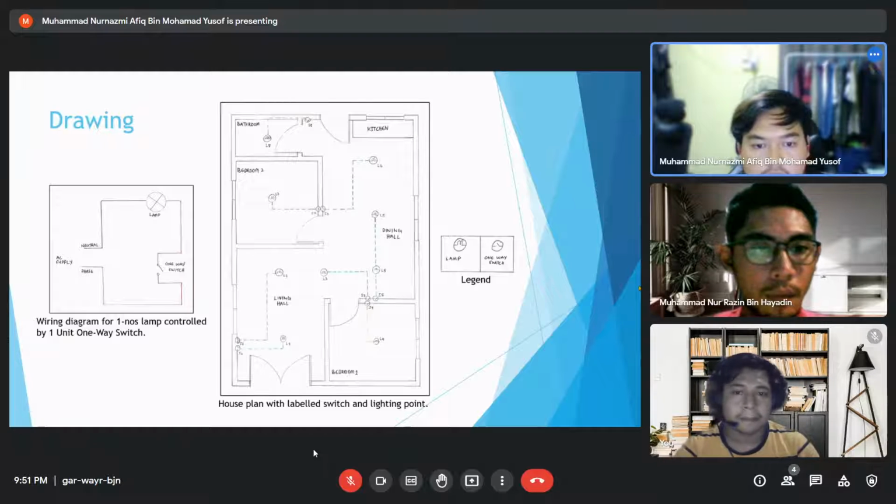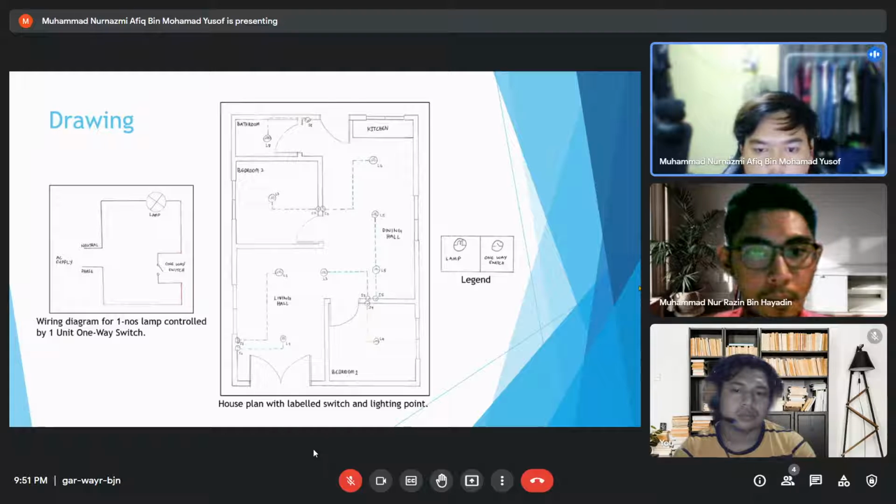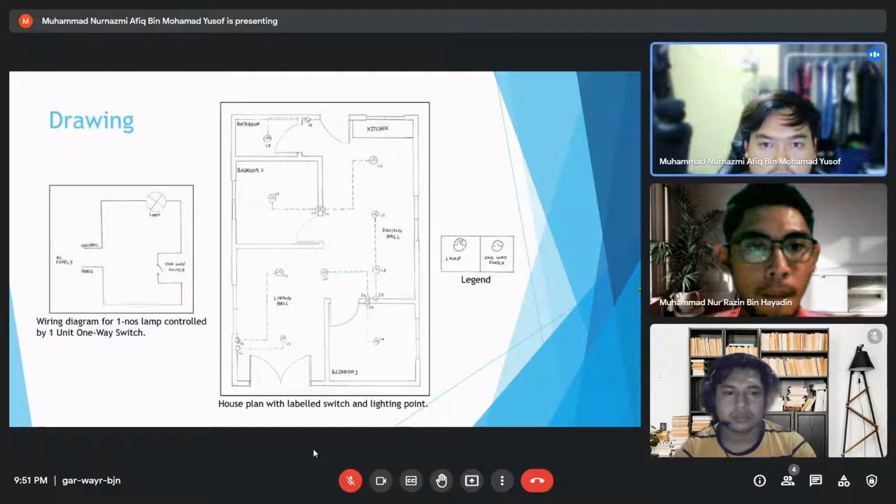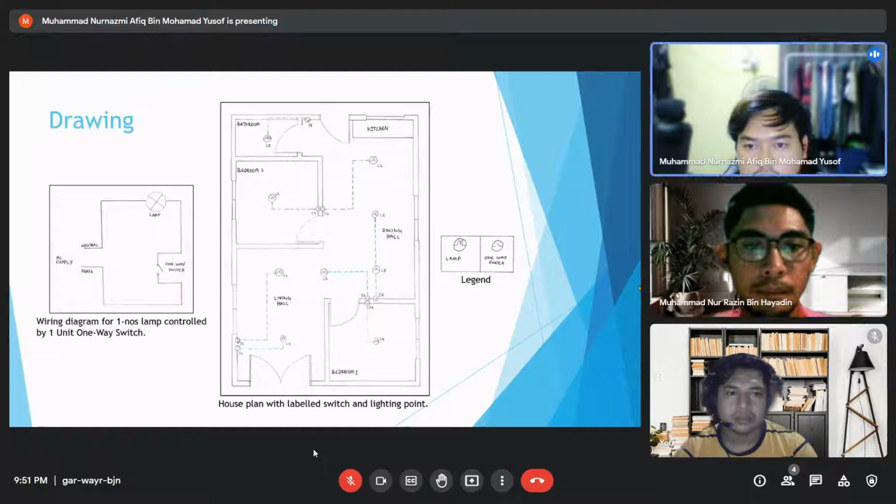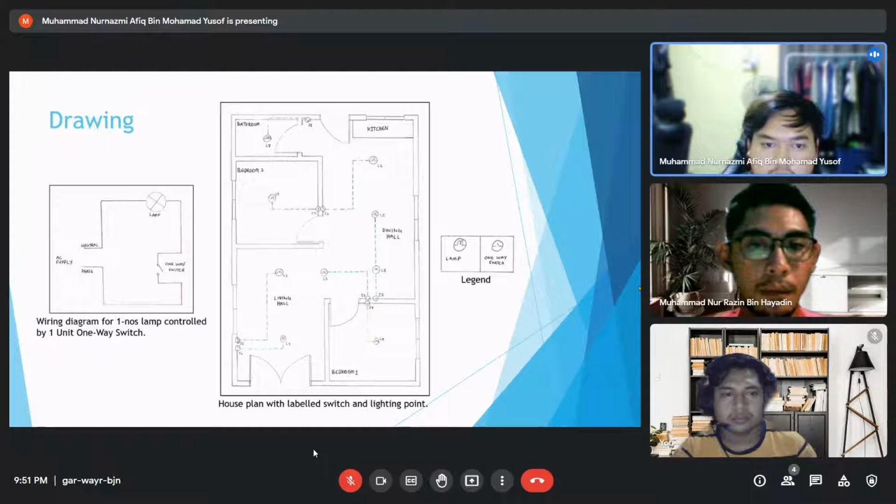In the middle diagram, it is the house plan with labelled switches and lighting points. As you can see, there are two bedrooms, one bathroom, one kitchen, one dining hall, and one living room. And then the right side diagram is the legend, which shows the symbol of the lamp and the symbol of the one-way switch.